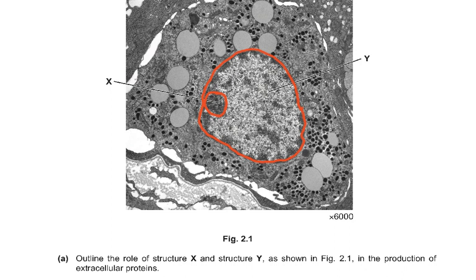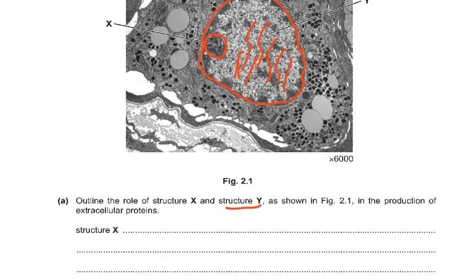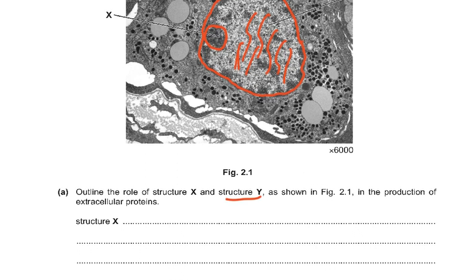They're asking you the role of structure X and structure Y. Structure Y is, of course, the chromatin or the chromosomes or the DNA as shown in figure 2.1 and the production of extracellular protein. So inside the nucleus, you would have the chromosomes, which you are not, of course, seeing. So structure X is the nucleolus. So what does it do? It synthesizes ribosomes. What does Y do? The chromatin. It contains genes coding for the polypeptide, for the proteins, or it is the site for the transcription of mRNA.